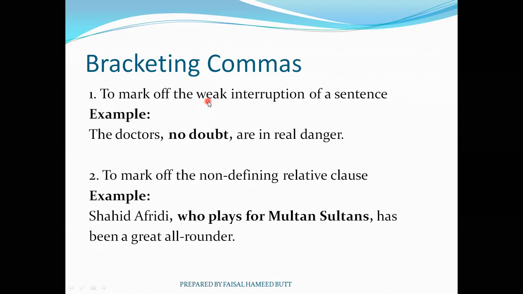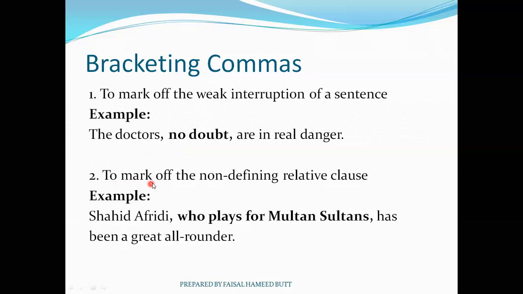So that is weak interruption. Now see the example. It will make your idea clear. The doctors, comma, no doubt, comma, are in real danger. So what is the sentence? The doctors are in real danger. If I skip no doubt, there will be no difference, right? The sentence will move smoothly. So no doubt is weak interruption. It is used here just to give some sort of emphasis, right? So that's why we have added two commas, bracketing commas.